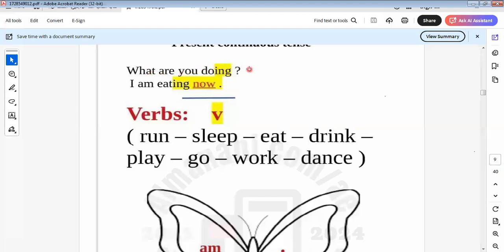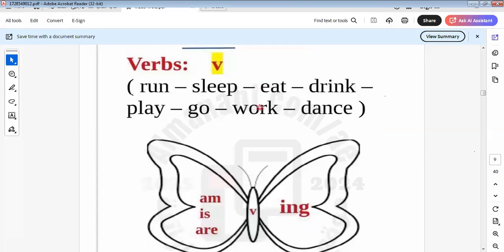Here we have, what are you doing? I'm eating now. Here we have some verbs. Let's learn together. Run, sleep, eat, drink, play, go, walk, dance.